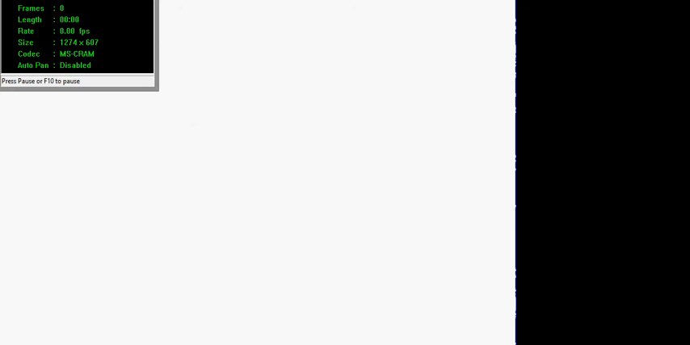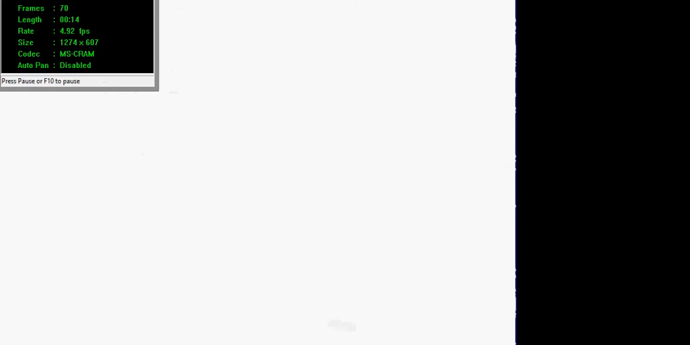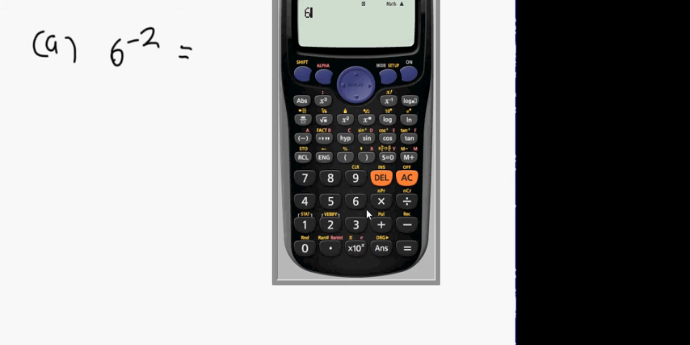So the first question was write 6 to the power of minus 2 and 81 to the power of a half without using indices. Now, if you find yourself stuck and you don't know what to do, just go to the calculator. Sometimes even if it's the wrong thing to do, it's always worth the gamble. It's better than putting nothing down or being unsure. The answer to that question is 1 over 36.